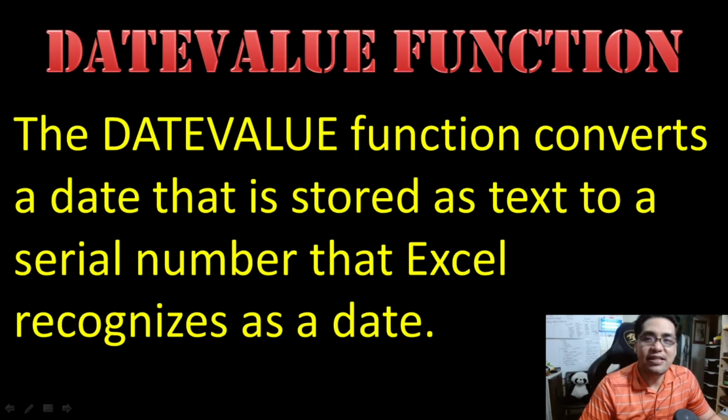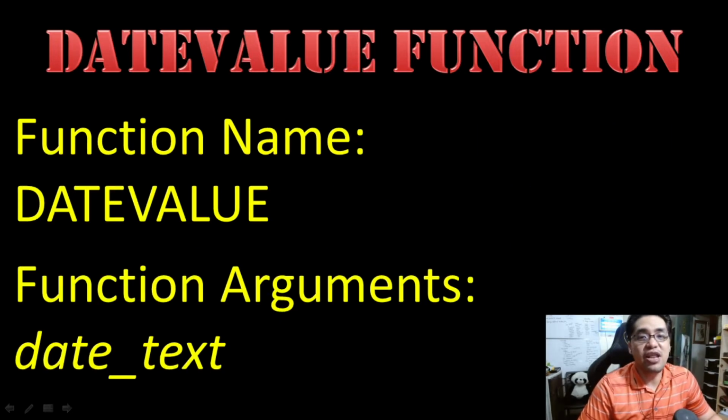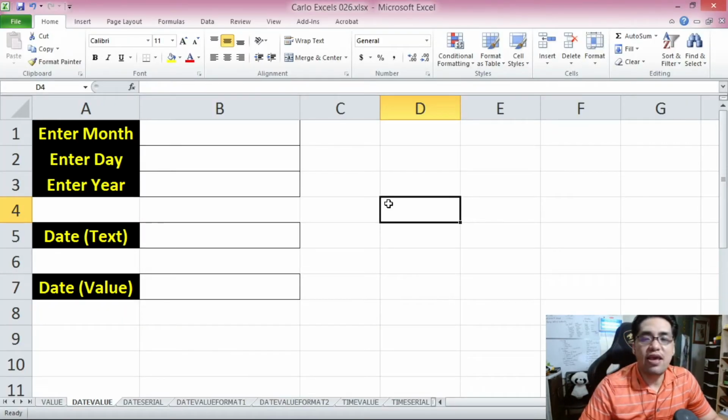Next up, let's look at the date value function. The date value function converts a date that is stored as text to a serial number that Excel recognizes as a date. The function name is date value, and for the function arguments, you only have one, and that is text. On the screen right now, we have a direction for you to enter a month, and then a day, and then a year.